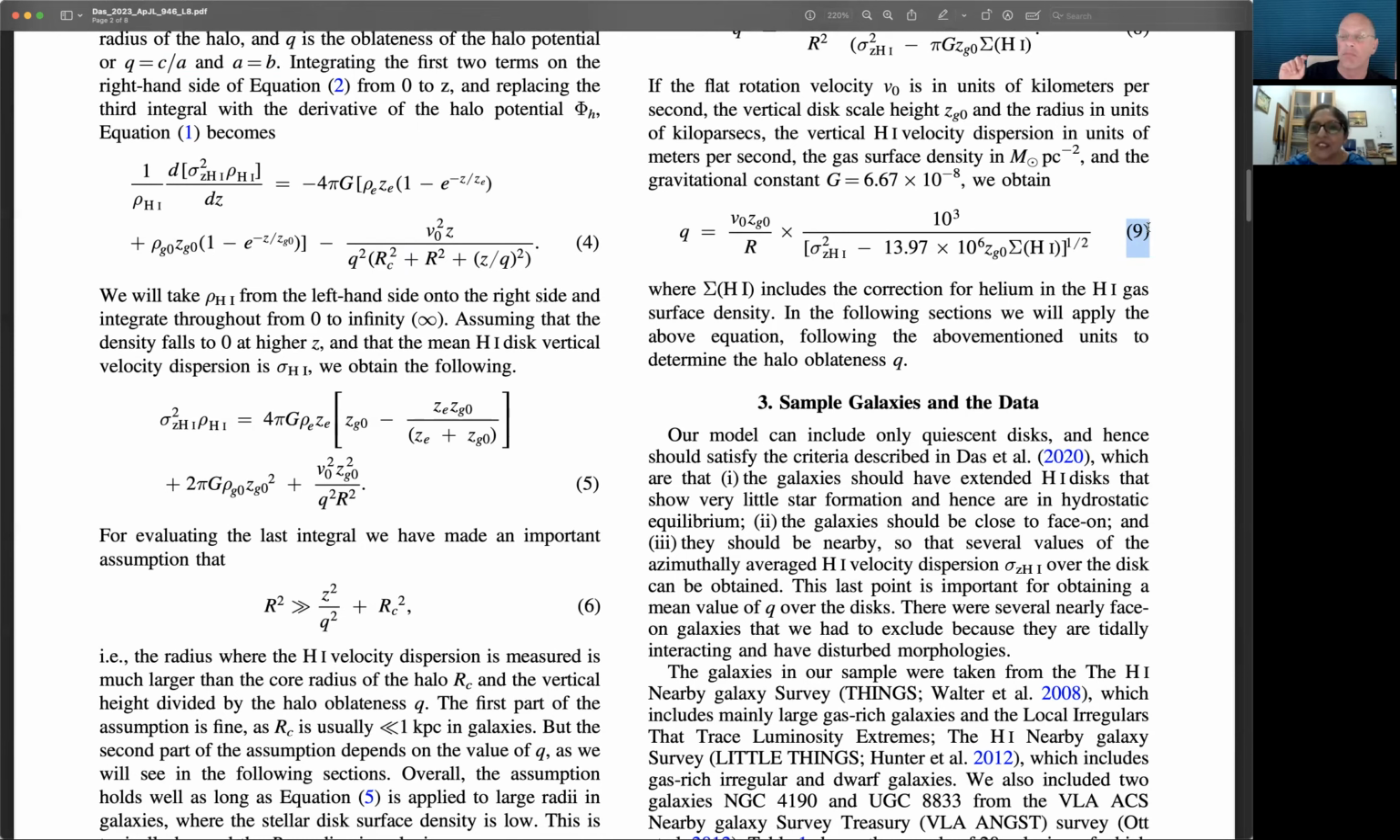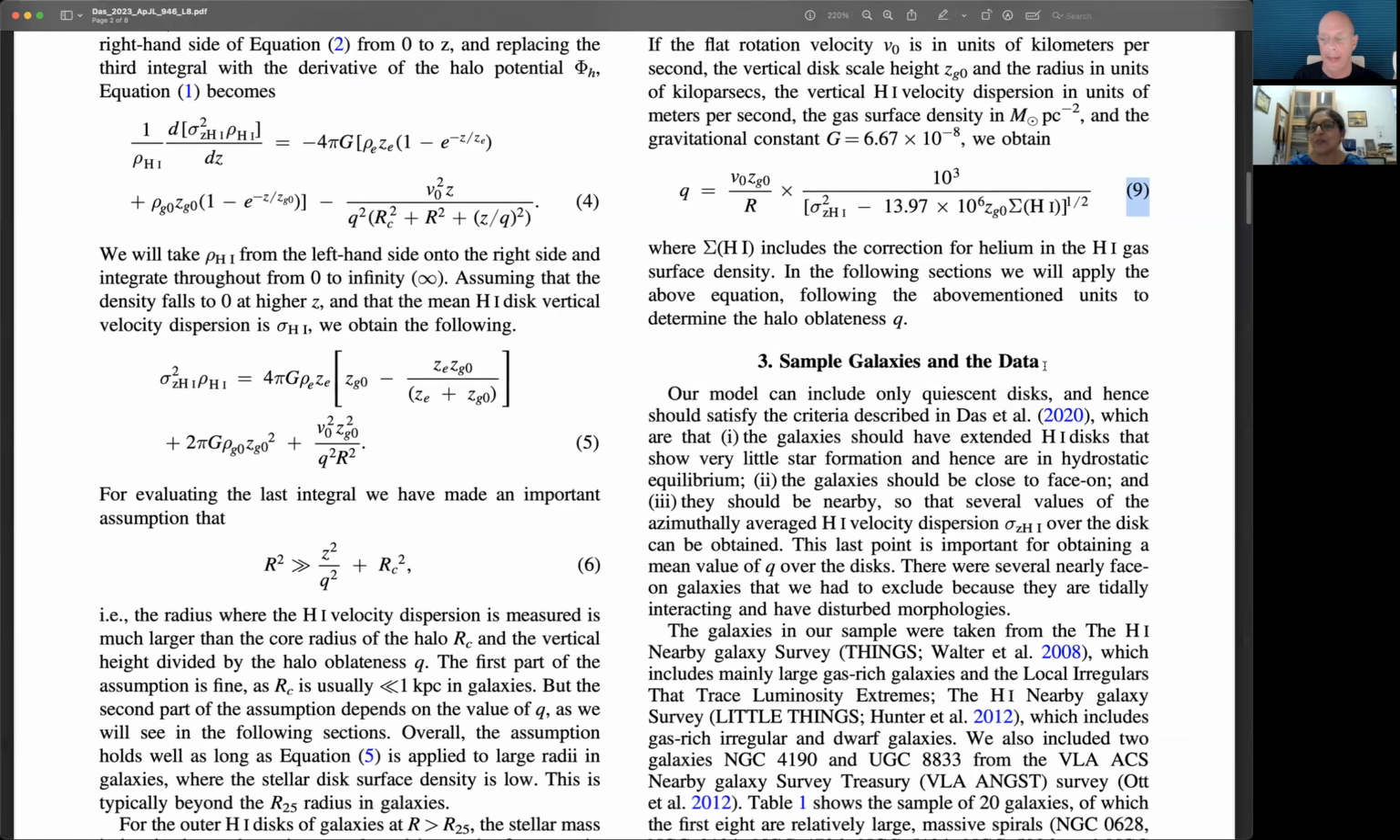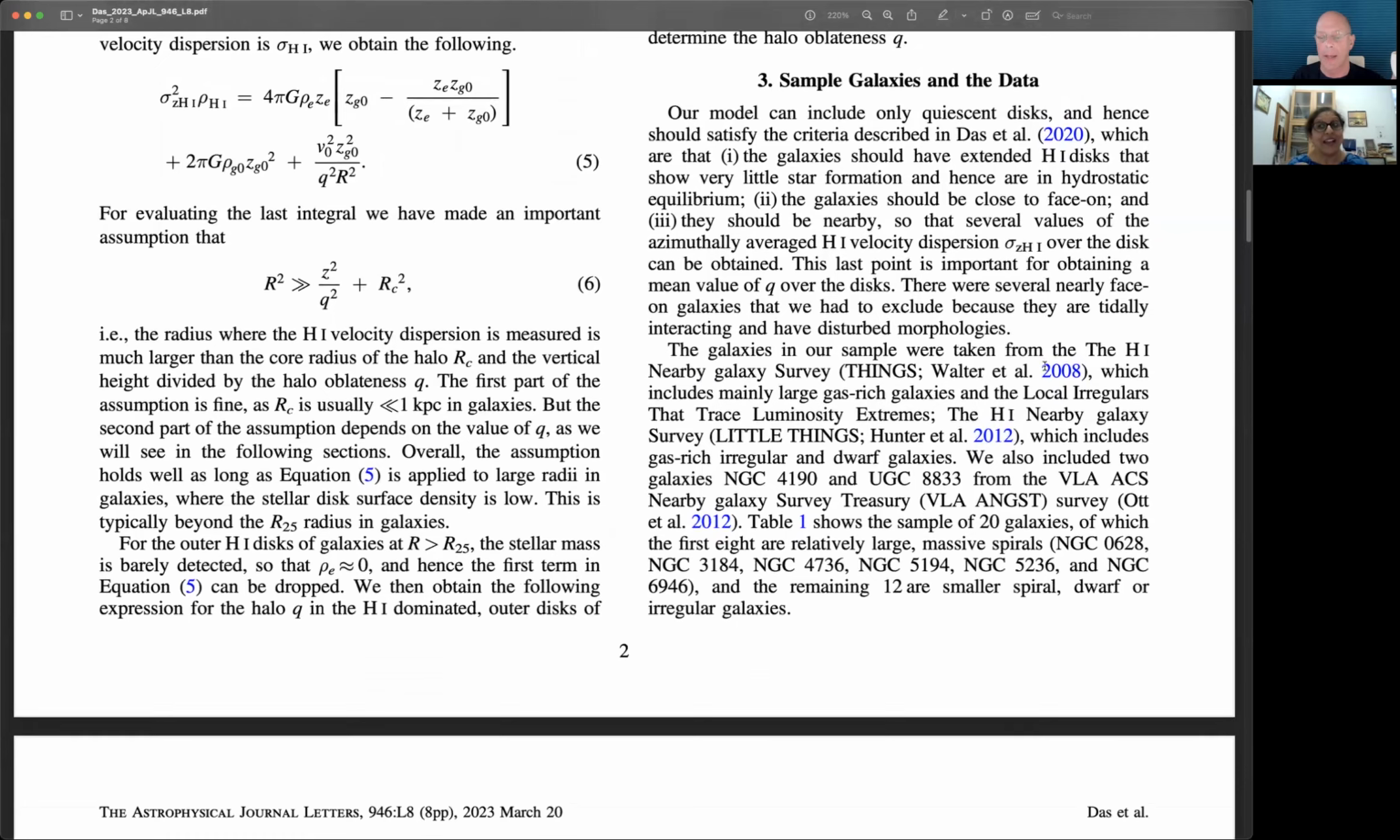So after this was fixed, we looked for face-on galaxies. That's the sample galaxies and the data, and that was a little bit tough, because we didn't want to do new observations, since that would take too long, doing a huge survey. We wanted to take existing public data. And so we took the data from things like the H1 Nearby Galaxy Survey.